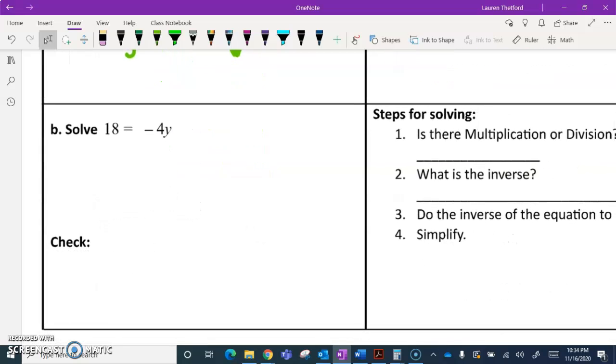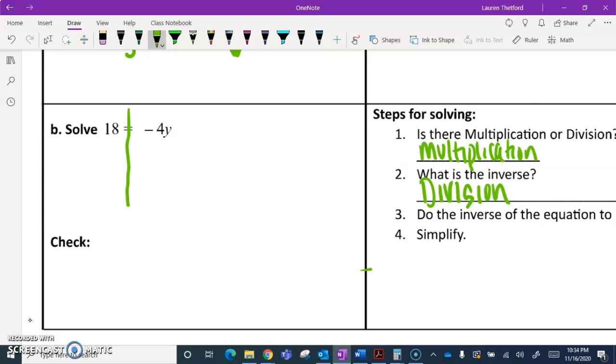So now we're going to solve this equation. And we have 18 equals -4y. This means -4 times y. So we are multiplying here. And the opposite of multiplication is division. So we are going to divide on both sides of the equation.